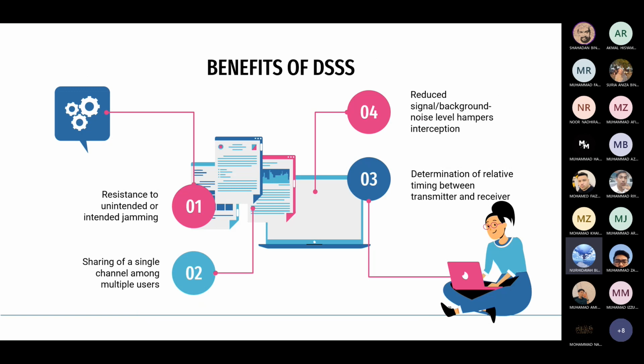Okay, these are the benefits of DSSS. It reduces signal or background noise level that hampers interception. It allows determination of relative timing between transmitter and receiver. It has resistance to unintended or intended jamming. And it can share a single channel among multiple users.